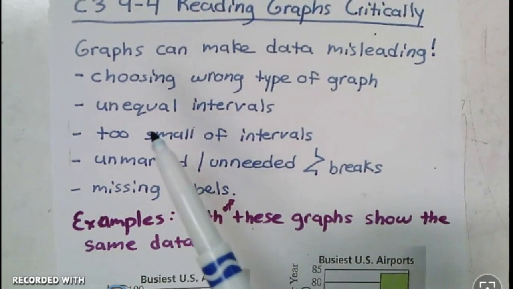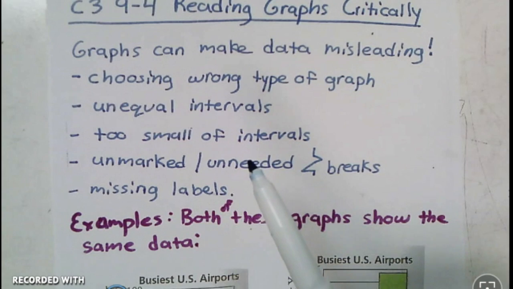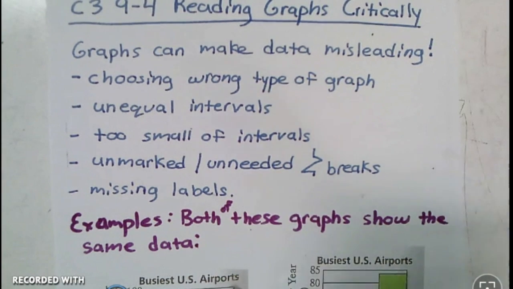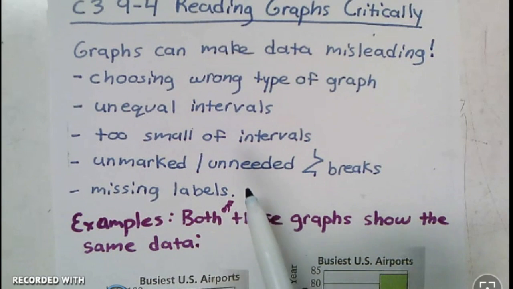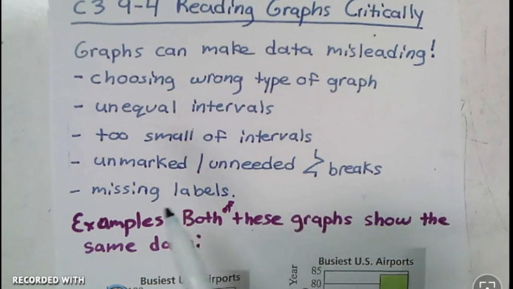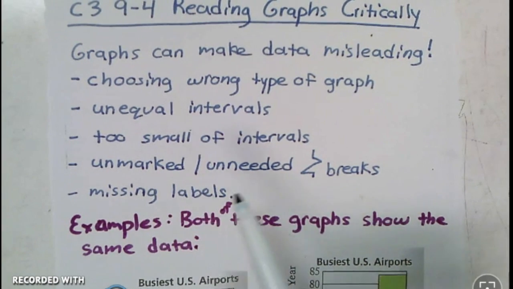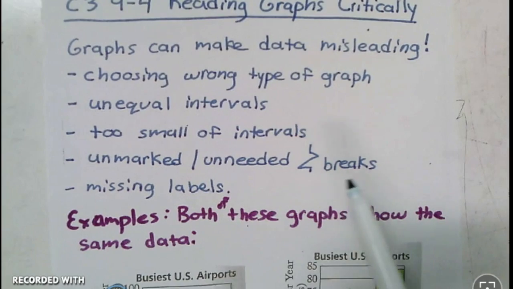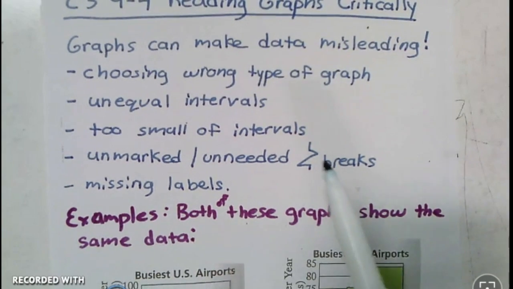You also could use too small of intervals, so it won't show enough of a jump, or too large of intervals. If your intervals are marked really close together, it can be hard to read what they are, which can also be misleading. There can be unmarked or unneeded breaks in the bottom of the graph, and we're going to show you what this means.